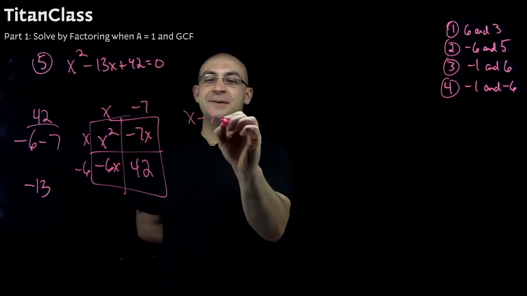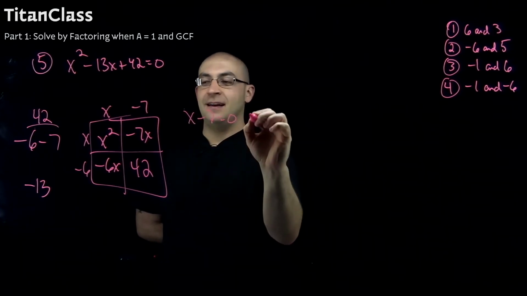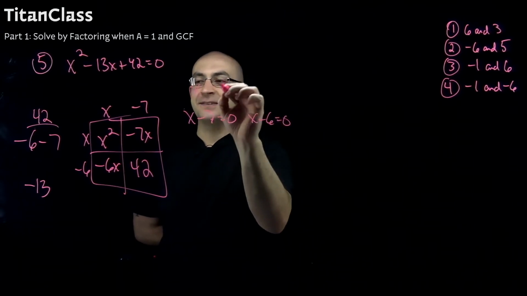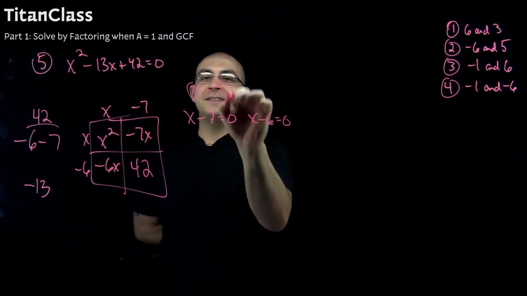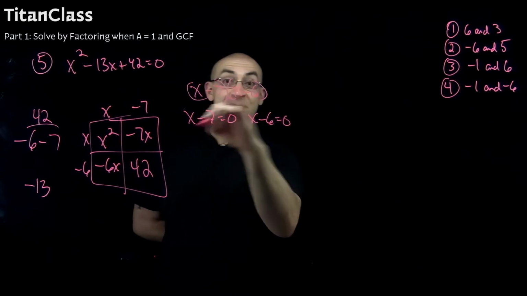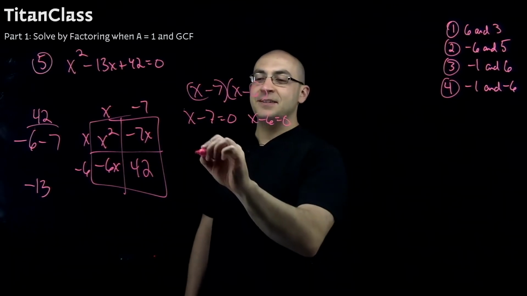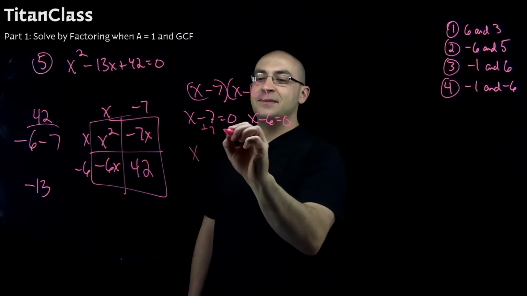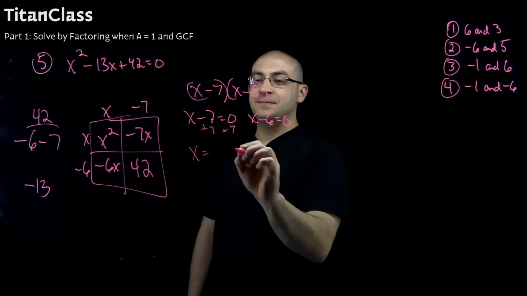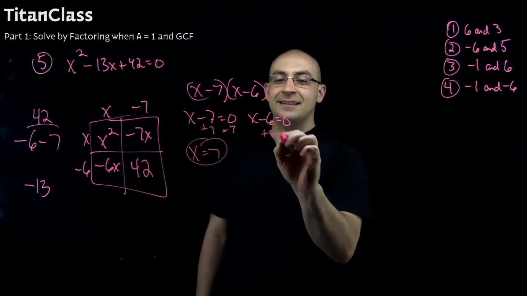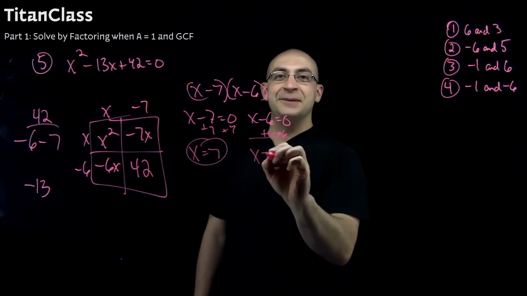X minus 7 equals 0. That's a 7. And x minus 6 equals 0. Sorry, I skipped the factors. So this is x minus 7 and x minus 6 are factors. Solutions are when I set them equal to 0. So x, we'll add 7 to both sides, and then x equals 7. And then we'll add 6 to both sides. X equals 6.